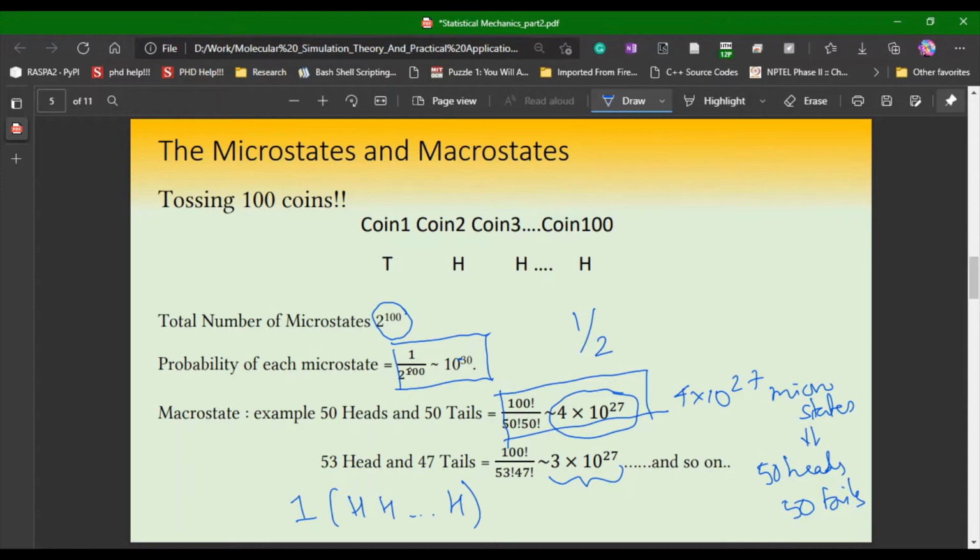And then we know that this particular macrostate is not that probable to occur, right? When you toss say 100 coins, you don't expect all the 100 coins to be heads. Of course it is possible, but with a very low probability. So let's extend this explanation to a real system with particles and energy, velocity and everything.